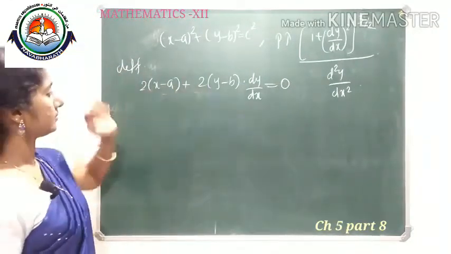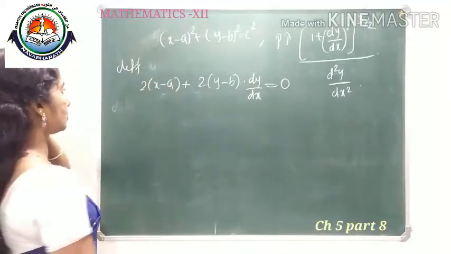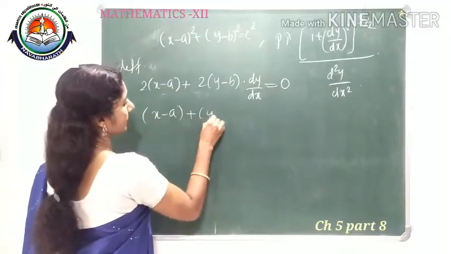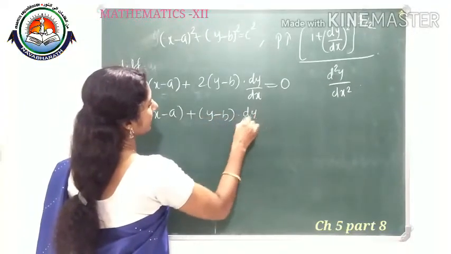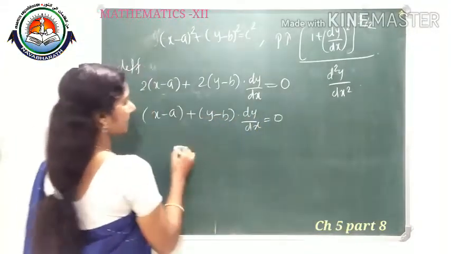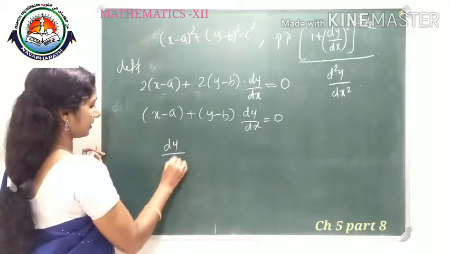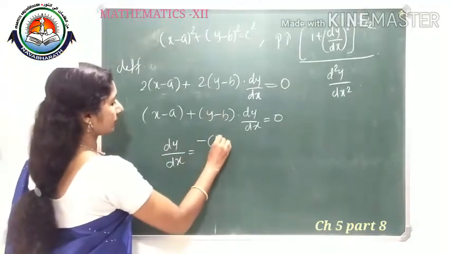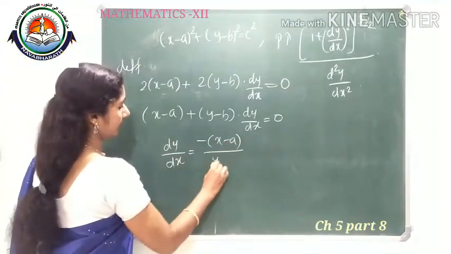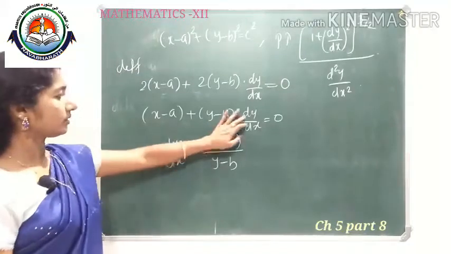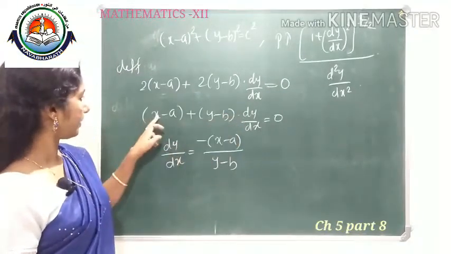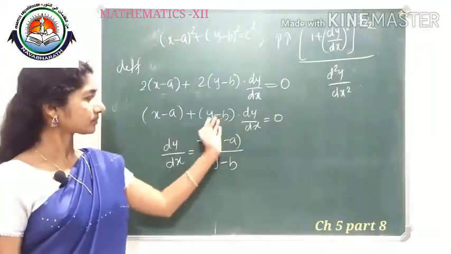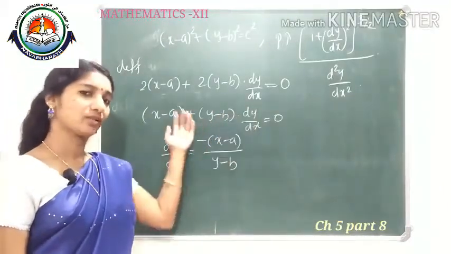We can cancel the 2 because the right side is 0. So, divide by 2. This will come as (x minus a) plus (y minus b) into dy by dx equal to 0. Then from here we can write dy by dx equal to minus of (x minus a) divided by (y minus b). Means dy by dx we kept on the left side, all the others we took to the right side.